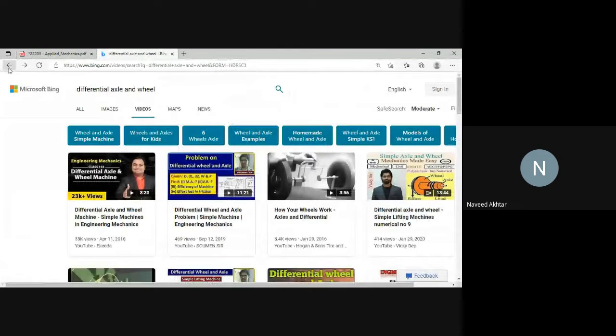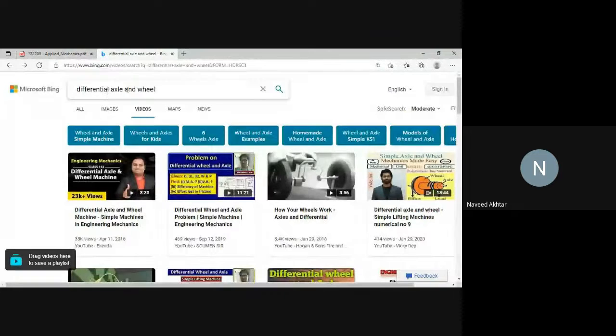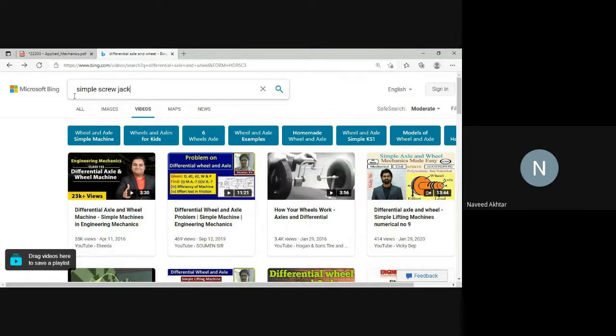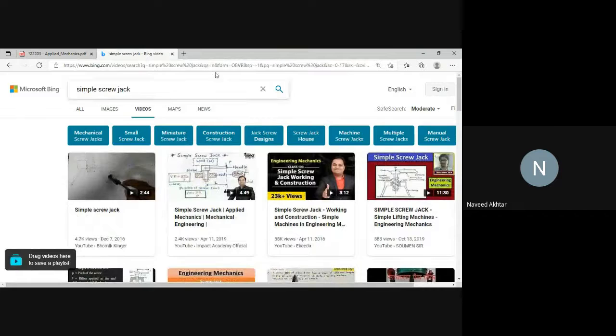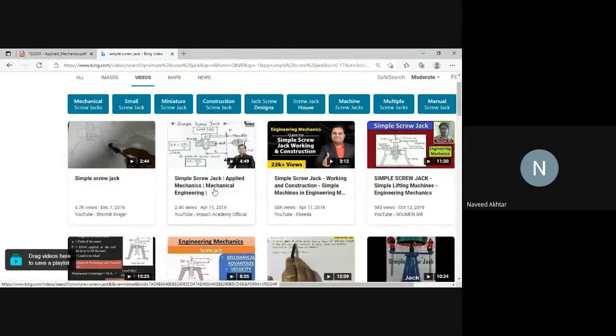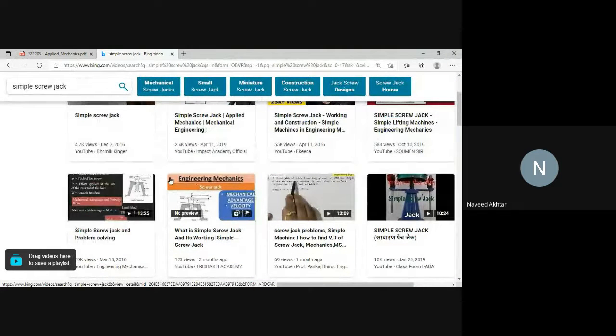Simple screw jack. By tightening or loosening of the screw, we are lifting the machine. That is called a simple screw jack.